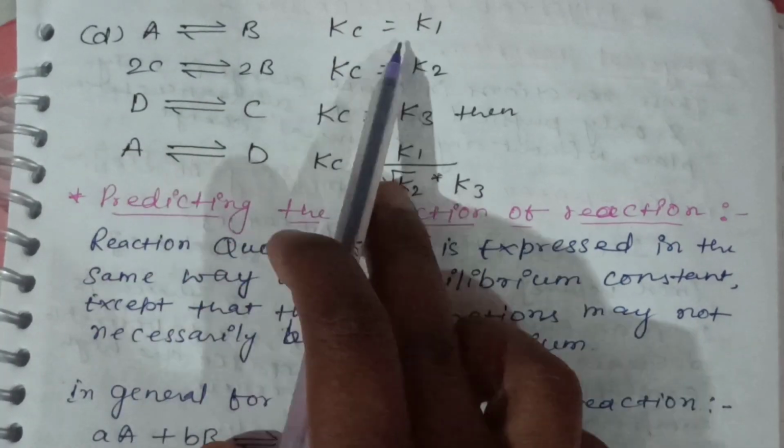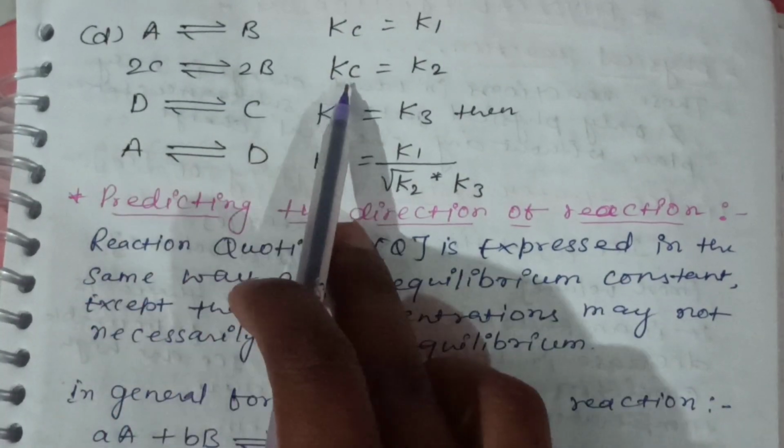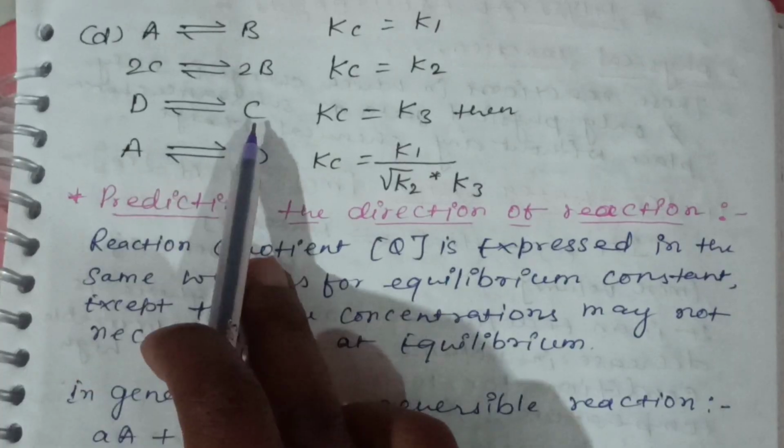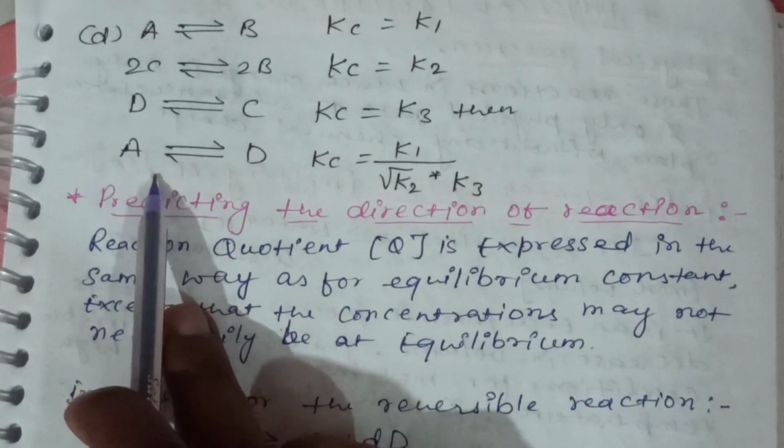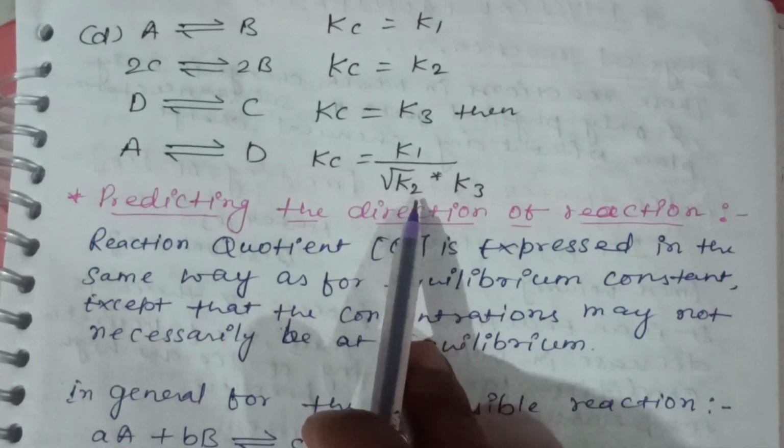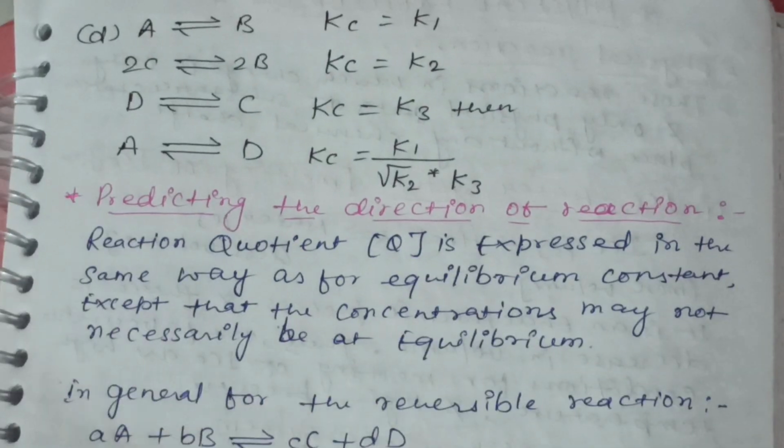A in equilibrium with B, Kc is equal to K1. 2C in equilibrium with 2B, Kc is equal to K2. D in equilibrium with C, Kc is equal to K3. Then A in equilibrium with D, Kc is equal to K1 upon under root K2 K3.